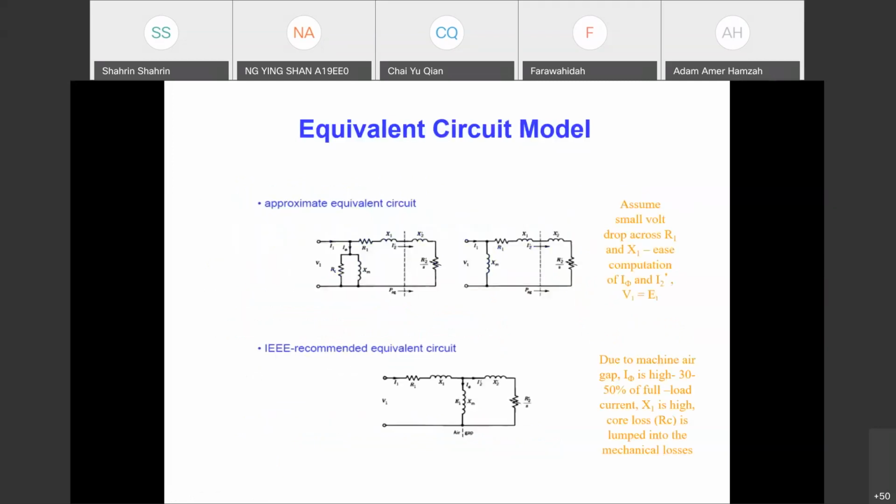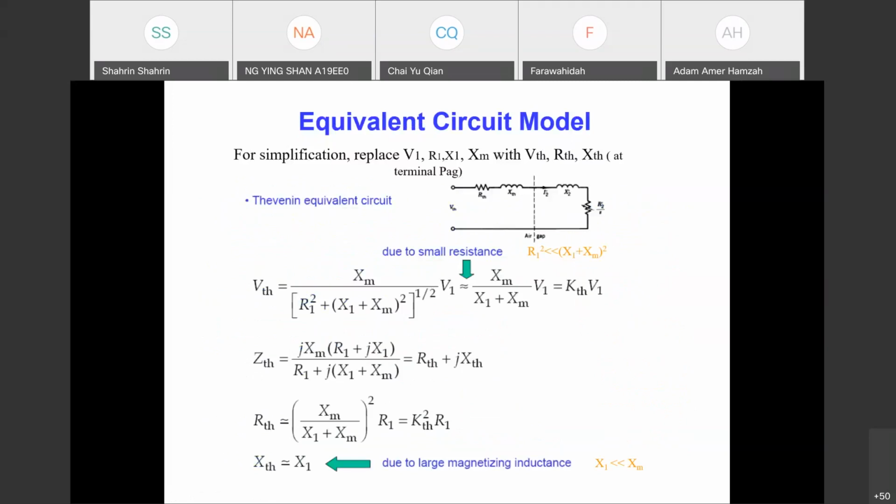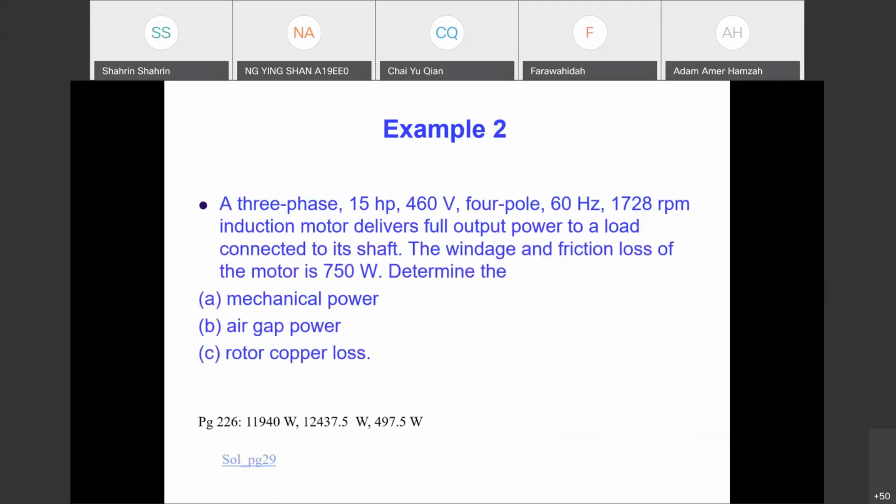Example 2. I think we stop at example 2, and then maybe next class.